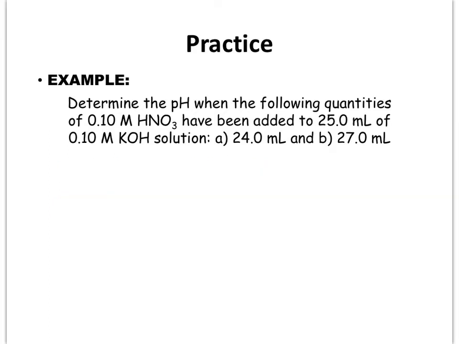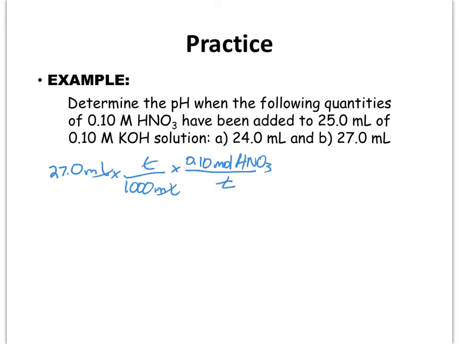So now to calculate part B here, after 27 milliliters of the acid was added, again, I need to figure out how many moles of acid I added here to the base. So I added 27 milliliters. I've got to get that to liters so I can use my concentration. There's 1,000 mils for every liter. And I know that there's 0.10 moles of nitric acid for every liter according to the concentration. And from this, I know that 0.0027 moles of the nitric acid were added here.